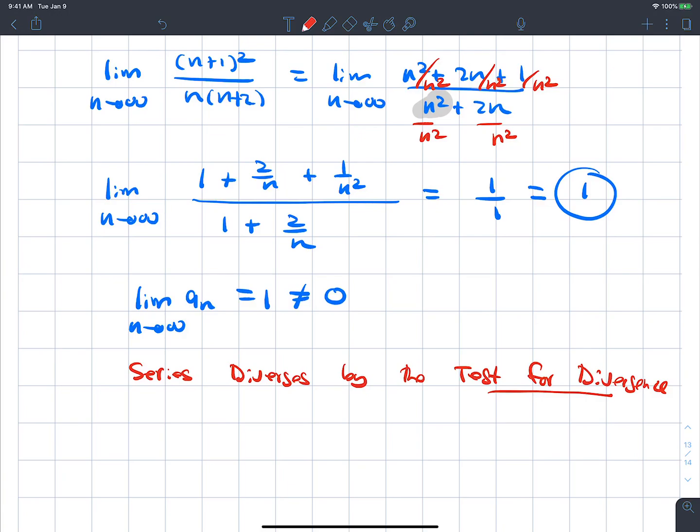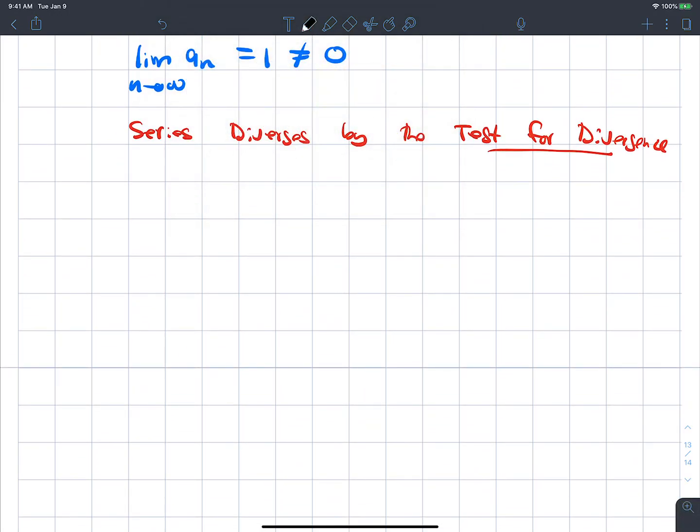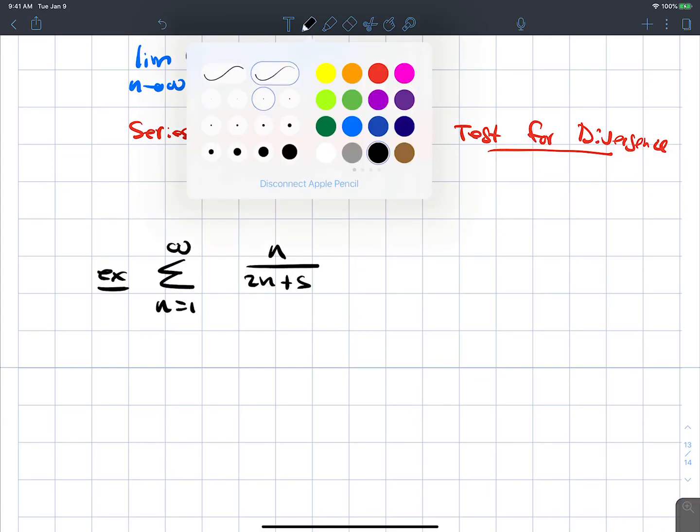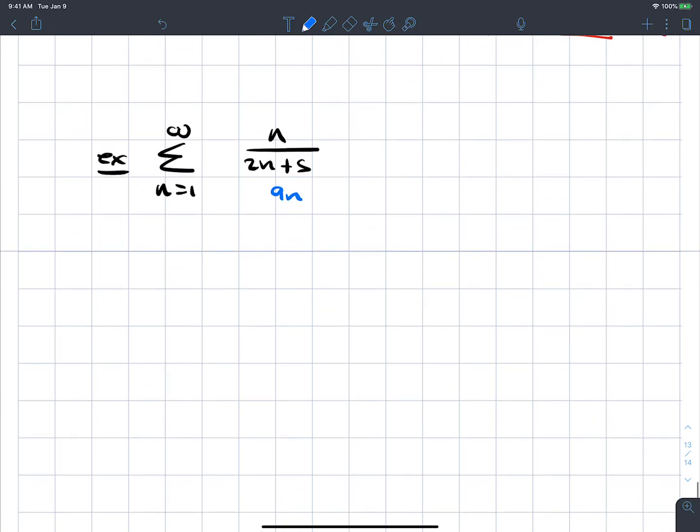So here's a good example of that, and there are some questions like that. Let me double check here to see if we have any more. Another example. I'm not sure if we did something like this today, but maybe. The sum, I can see in our book, of n over 2n plus 5, n is 1 to infinity. And remember, this is my a_n. So we're going to look at the limit of a_n, which is the limit of n over 2n plus 5.